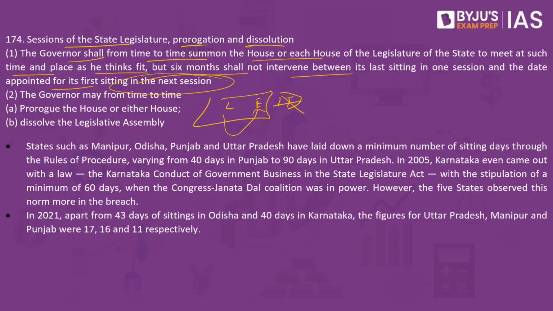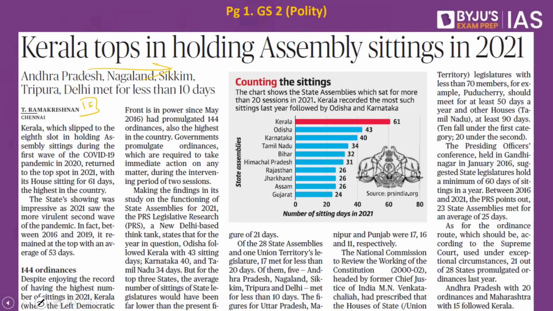So in this particular case, this article goes on to say that in the state of Kerala, what they have had is the maximum sittings. Sittings means that which happens within a session. There they would be able to discuss the business of the state assembly. So in the present context, we have Kerala, which slipped to 8th slot in holding assembly sittings during the first wave of the COVID-19 pandemic in 2020, and returned to the top spot in 2021. So we have Kerala at the top, followed by Odisha, Karnataka, Tamil Nadu, Bihar, Himachal Pradesh, Rajasthan, Jharkhand, Assam and Gujarat.